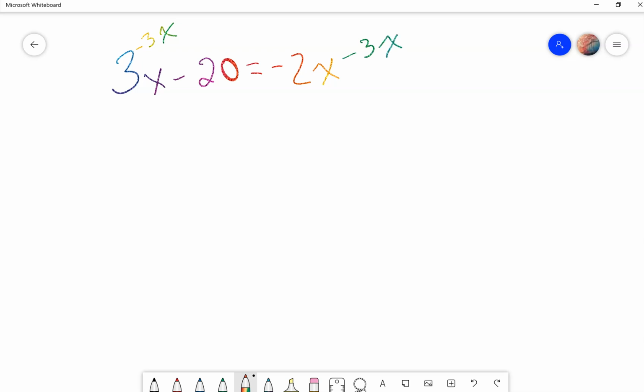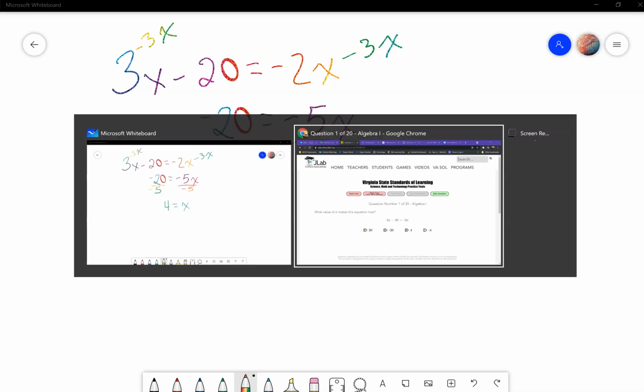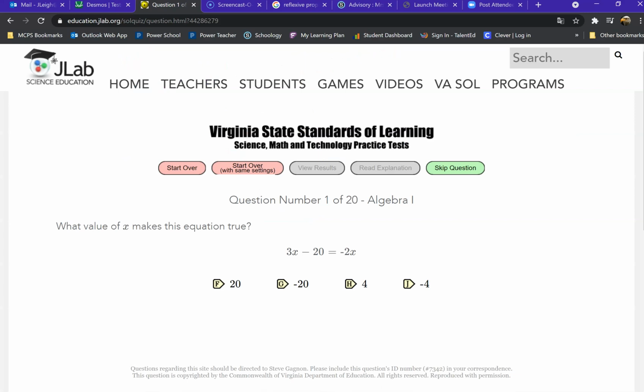And that's going to give me negative 20 equals negative 5x. Now I'm going to divide both sides by negative 5. And that's going to give me 4 equals x. And H should be our answer.